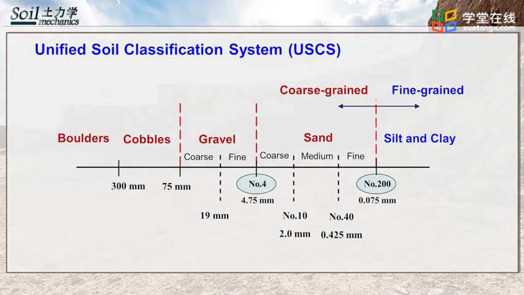Each soil type, gravel, sand, silt, and clay, is identified by particle size, as presented in the figure. As you can see, this system does not separate silt and clay based on size. They are classified using the plasticity chart. We will talk about it later.